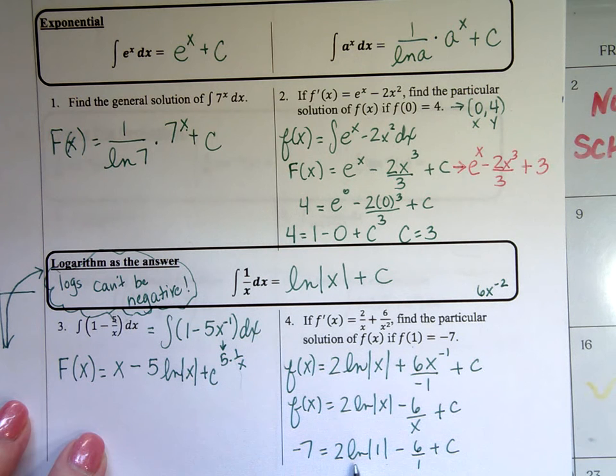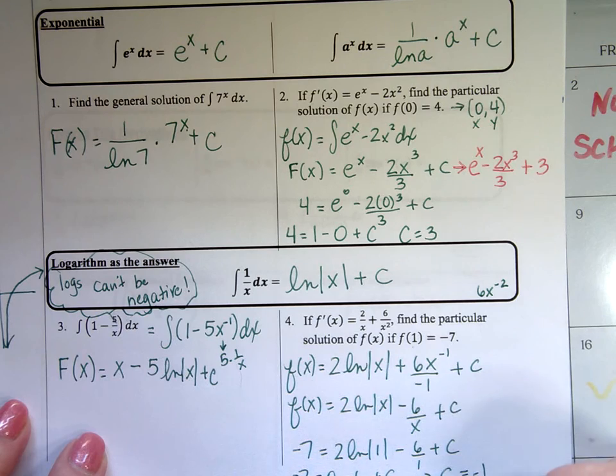What's the natural log of 1? What power generates an answer of 1? That would be 0. So this whole thing is 0. So I've got -7 equals 0 minus 6 over 1, plus c. So I'm looking for what c is. I'm going to flip things around here. C equals, if I add 6, I get -1.